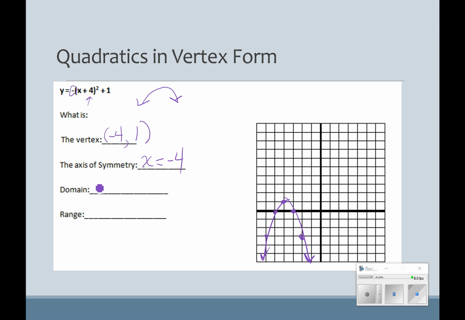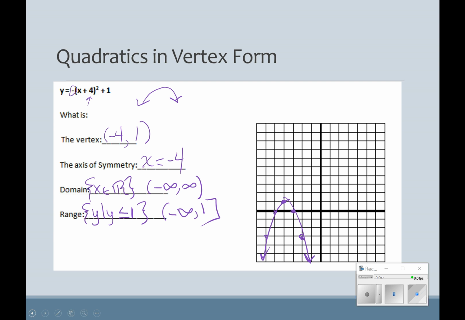So my domain again is all real numbers. It's always going to be all real numbers with these parabolas. And then this time my range is going to be y such that y is less than or equal to 1, because it opens down, and 1 is my largest y value. Or we write it as negative infinity to positive 1.